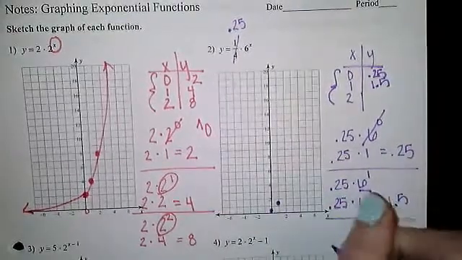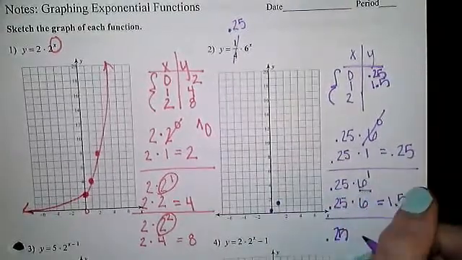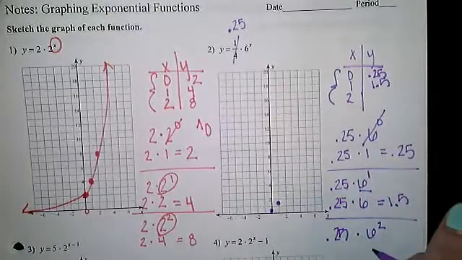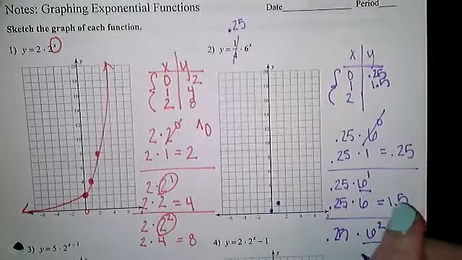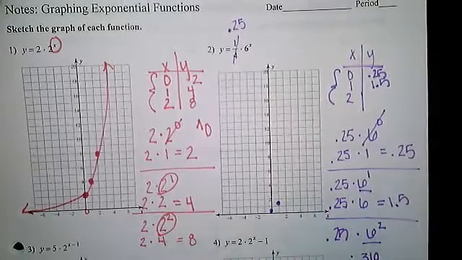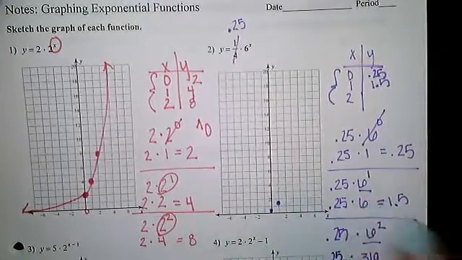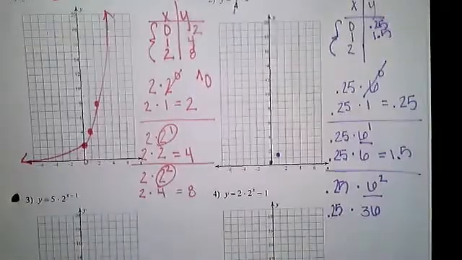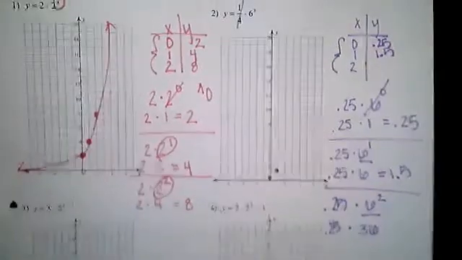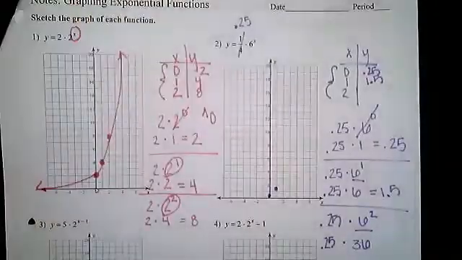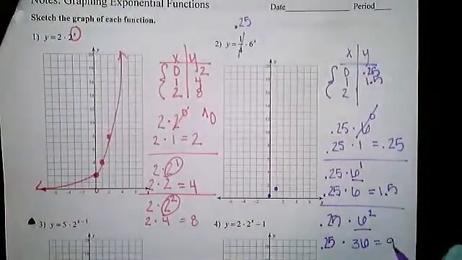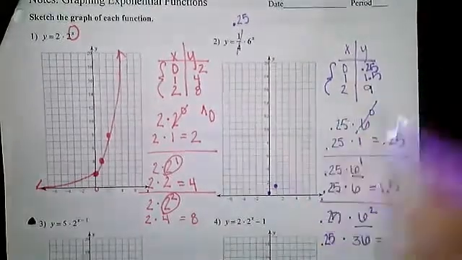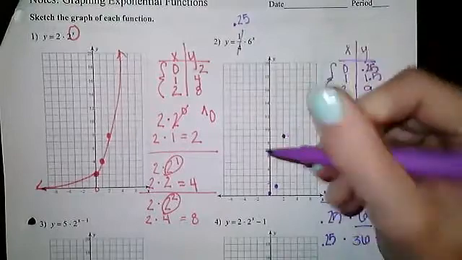Separate out our steps. And then 0.25 times 6 to the 2. 6 to the second is 36, 6 times 6. And then a quarter of 36, if you don't know, is the same thing as doing 36 divided by 4. So that's 9. Your calculator would also tell you that. So you go over 2 and up 9.